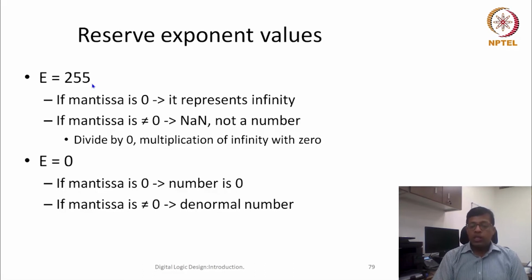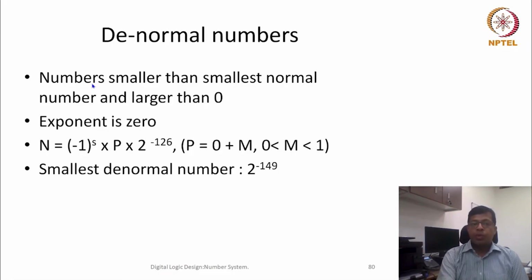So in all other numbers, whenever we are trying to represent, we simply say this formula: minus 1 to the power s, then p, and then 2 to the power of whatever exponent was written, minus 127. Here, because the exponent is written as 0, we will write it directly as 2 to the power minus 126.